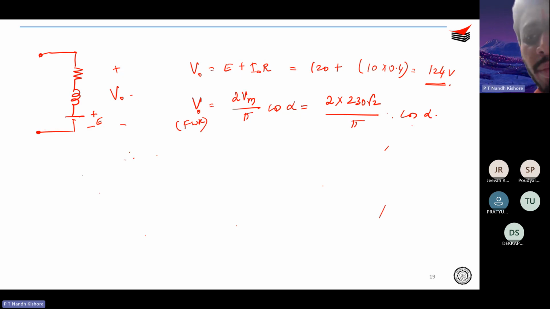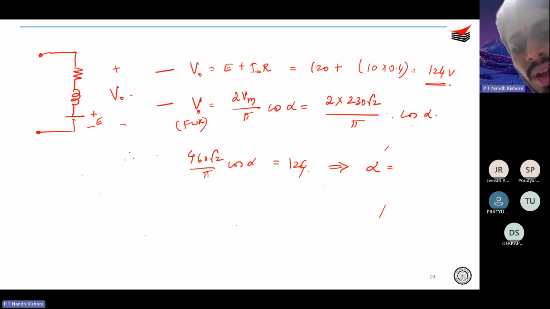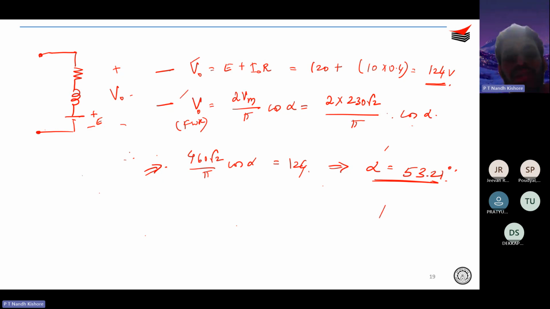It's a very simple problem. So 460 root 2 by pi cos alpha is equal to 124. These are equated. Therefore, you will get alpha as 124 into pi by 460 root 2, right? So you will end up with 53.21 degrees. Please do check it. I think it should turn out correct. Simple, right? Just apply KVL and then you get it.